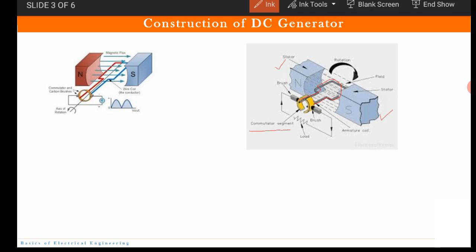Now what is the job of the commutator? The commutator collects the current and passes this induced current to the further circuit. So the job of the commutator is very important. Here the load is connected. So the commutator basically collects the generated current and passes that current through the load, and here you have brushes.